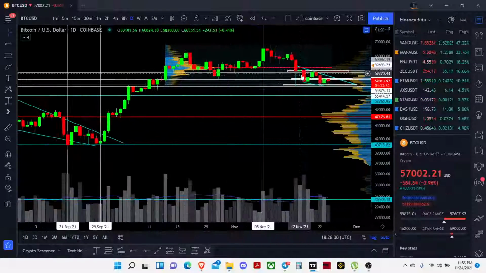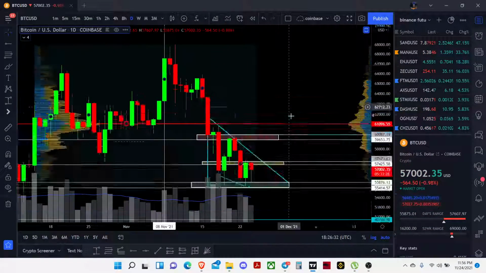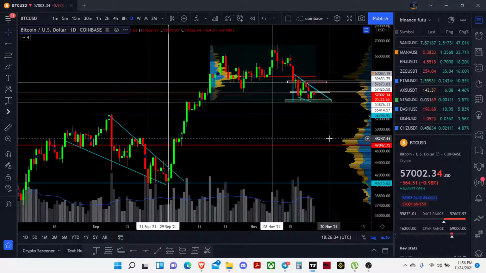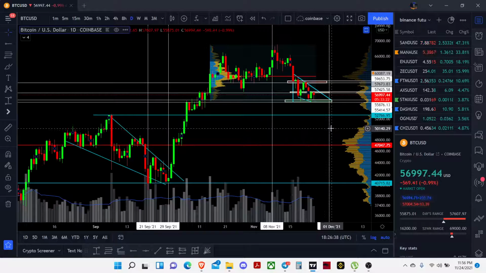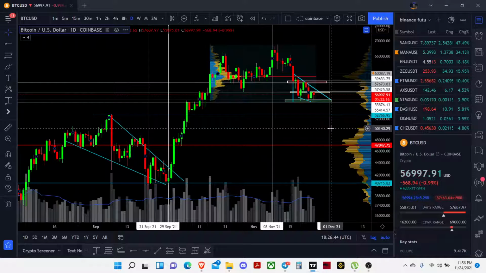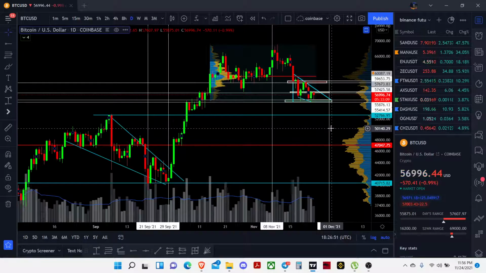The possibility is there, but right now for the monthly candle close, there are only a few days left, about 6 days. Within those 6 days, let's see if something crazy happens on the Bitcoin chart. Let's wait for that, guys. Let's wait for good things to happen.